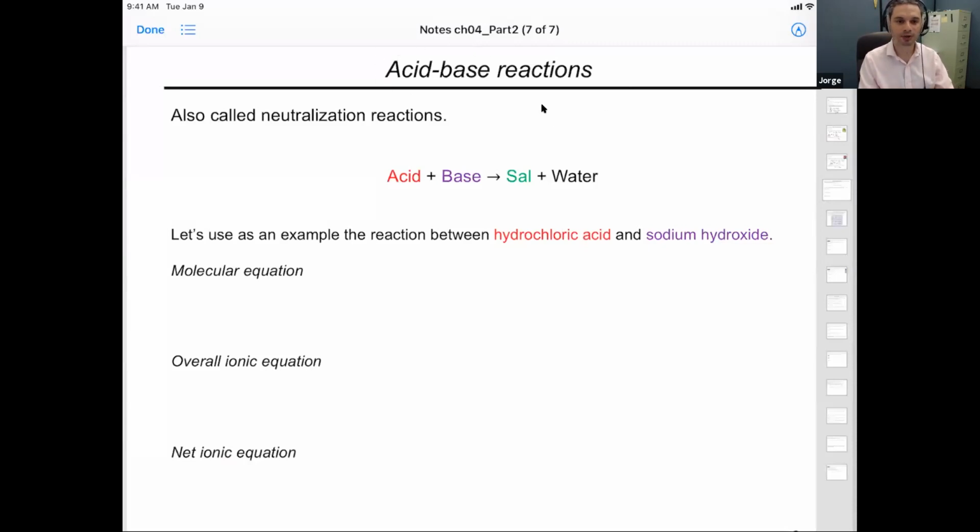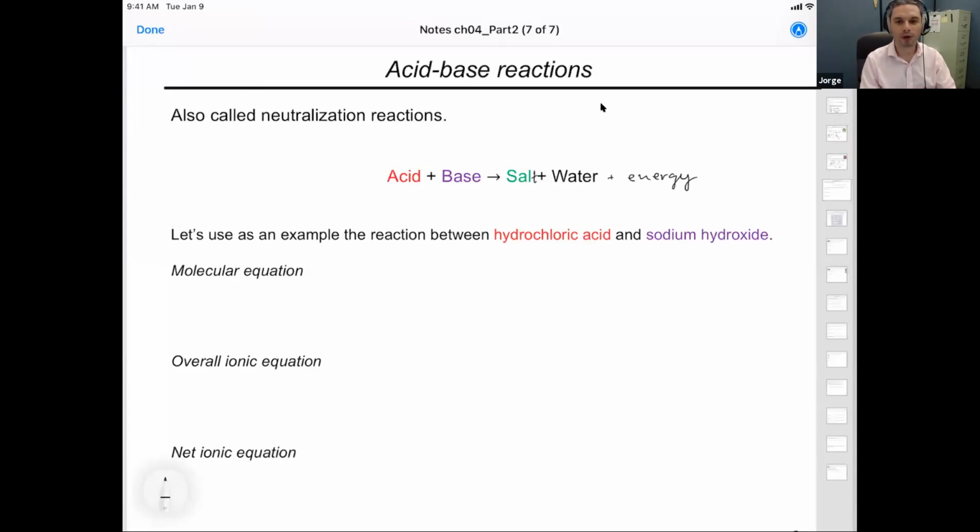Acid-base reactions are also called neutralization reactions. Every time we react an acid with a base, we are going to produce a salt. Sorry, I missed a T here. Salt plus water. And also here, energy.